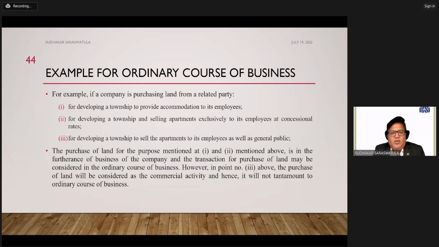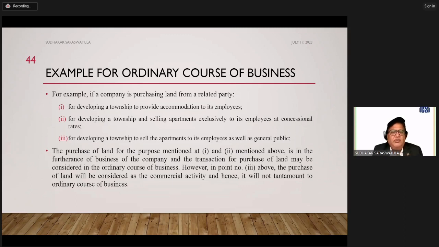But the question is, when you are determining whether it is in the ordinary course of business or not, you have to see what the purpose is for which I am purchasing that land. That is more important. Suppose I'm purchasing it for construction of houses, the staff quarters, so that the people working in the refinery can stay within the township itself. So to construct the staff quarters and give them to the employees to stay there, is it my ordinary course of business? The answer is yes, because it is for furtherance of my business activities.